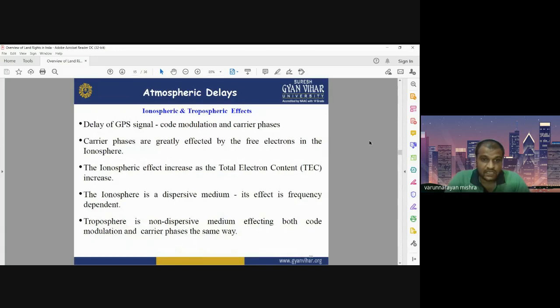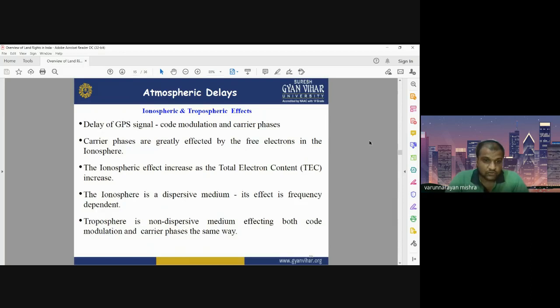Carrier phases are greatly affected by the free electrons in the ionosphere. So the ionosphere has a concentration of electrons. These are charged particles. The total electron content, TEC, directly affects the GPS signal. The ionospheric effect increases as the total electron content increases. This is the density of the ionospheric particles. The ionosphere is made of electrons, which are charged particles, and the concentration of the electrons is known as total electron content. In short, we call it TEC.